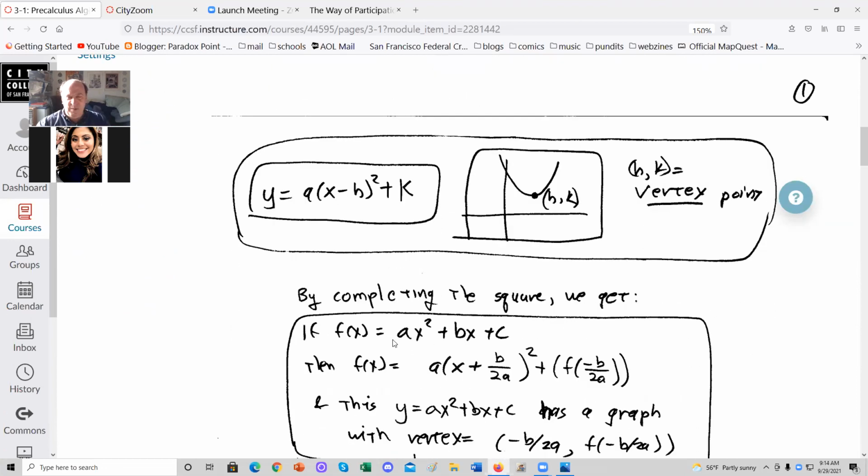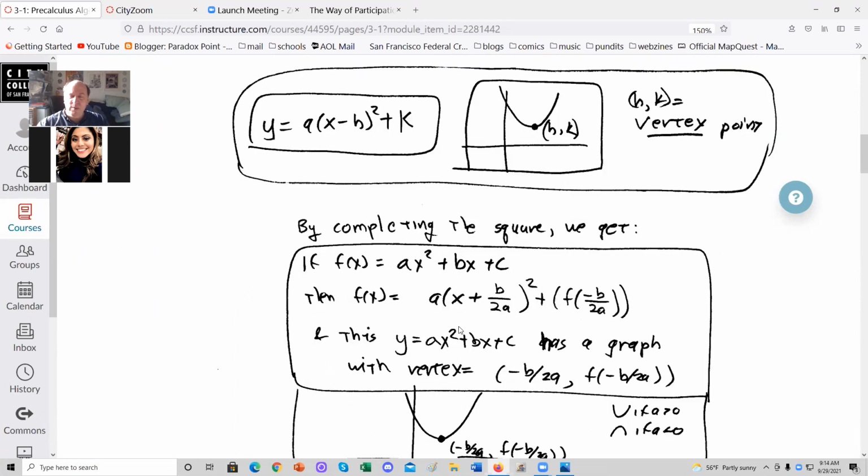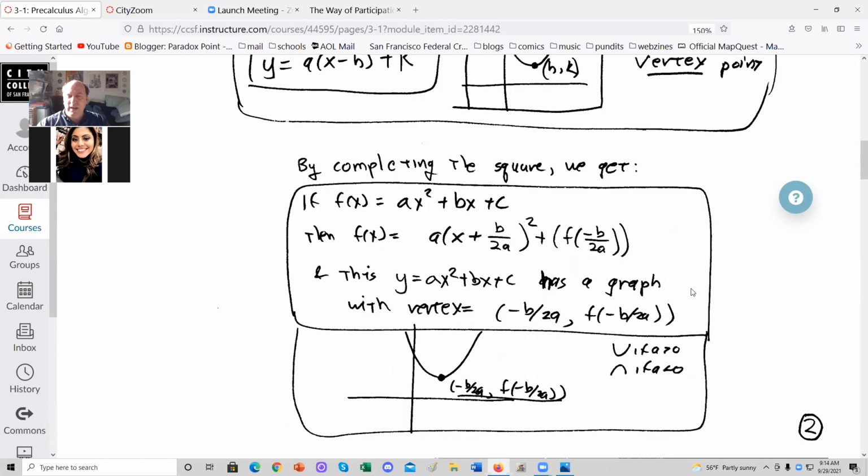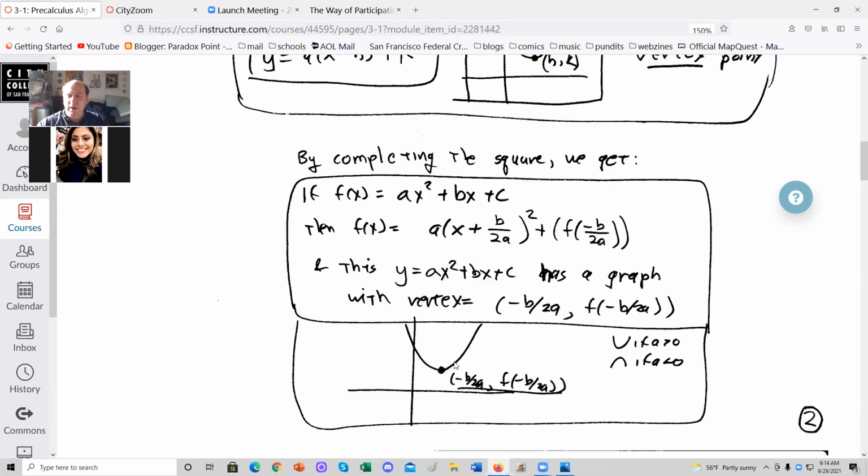If we start with f of x equals ax squared plus bx plus c and use completing the square, then we can write this as f of x equals a times x plus b over 2a all squared plus f of negative b over 2a. So this will have a graph whose vertex is at x equals negative b over 2a, and y equals f of negative b over 2a. Cup up if a is positive, cup down if a is negative.